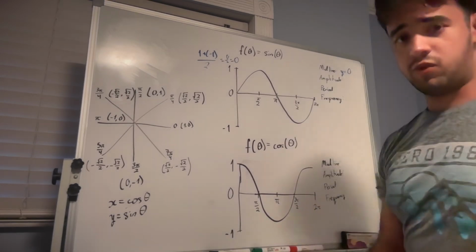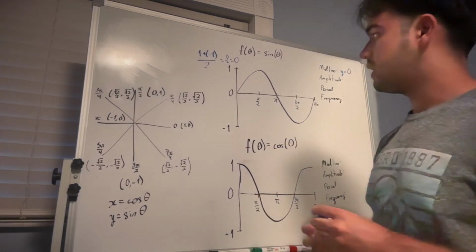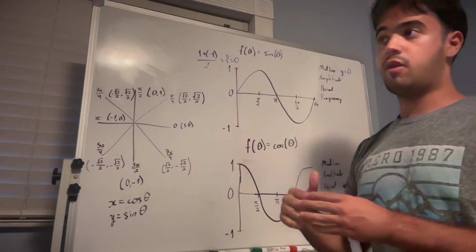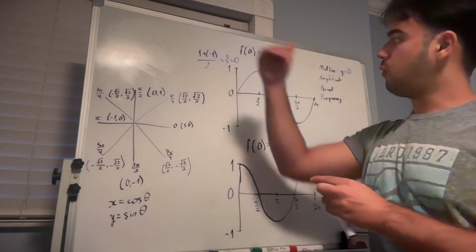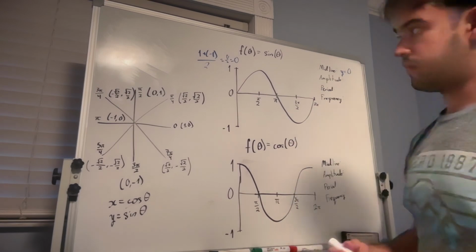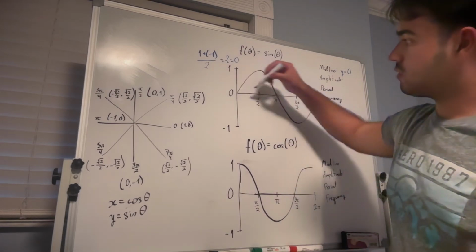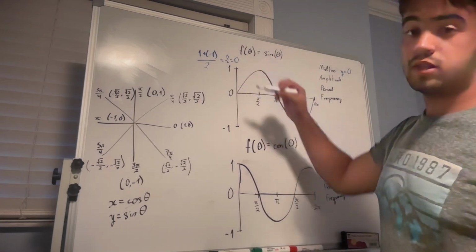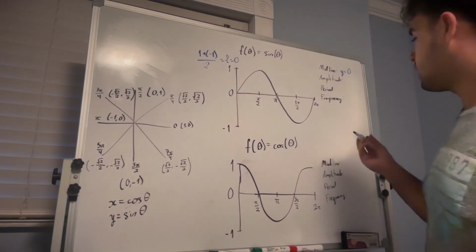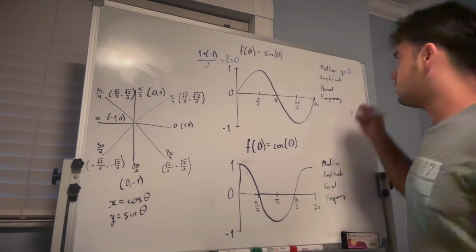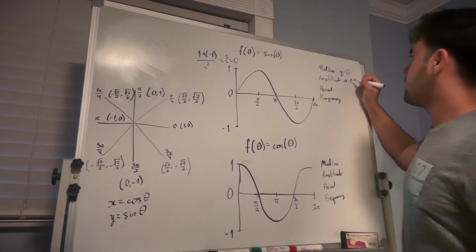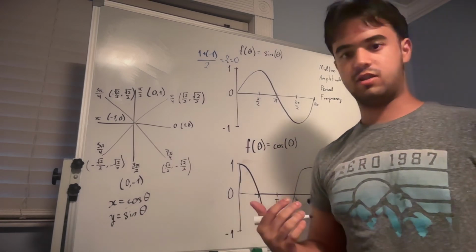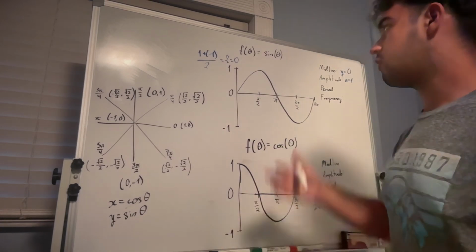Now what is our amplitude? Our amplitude is just the distance from the midline to either the maximum or the minimum of our function. So the distance from 0 to -1 is just 1. And the distance from 0 to 1 is also 1. So we can say that our amplitude is 1. And the amplitude kind of tells us how intense our function is.